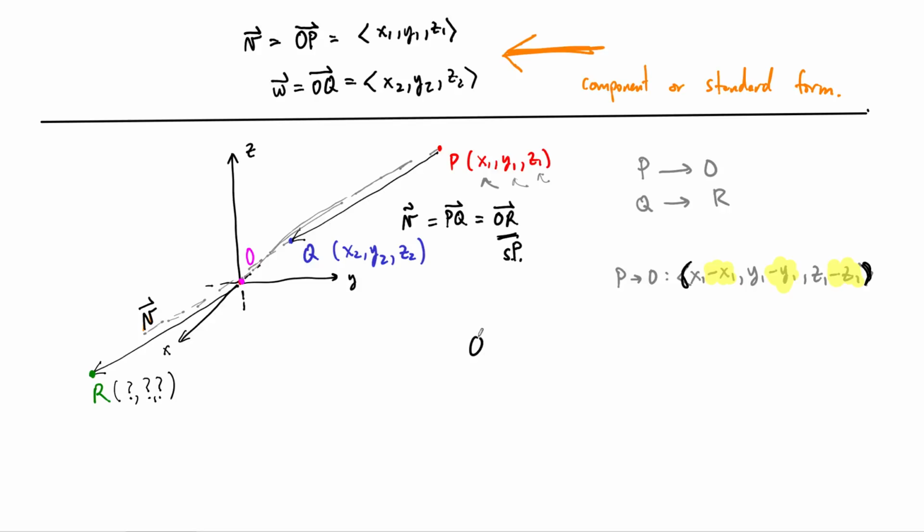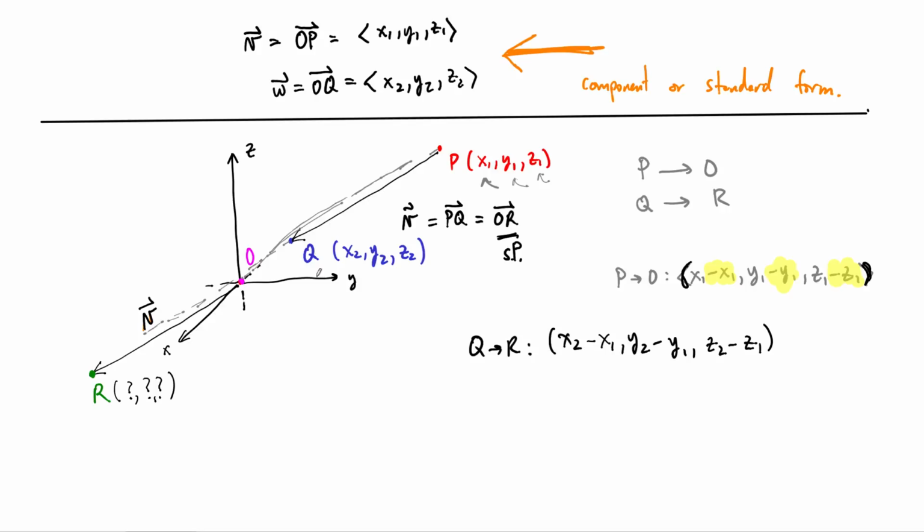And so to move from Q to R, the motion that we have to make is we have to take the coordinates of our x, right? We have to take x2 and do the same thing. Take away x1. We have to take our y2 and we have to do the same thing. Take away y1. We have to take our z2 and do the same thing. Take away z1. Okay, and so this is the coordinates of R.